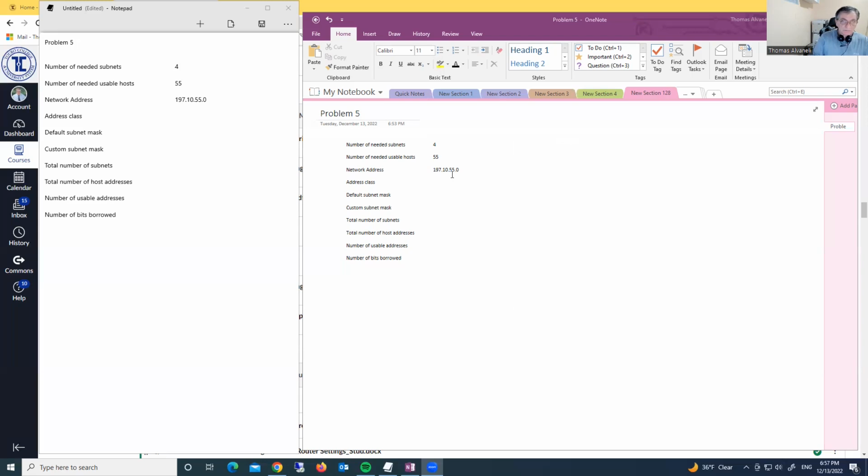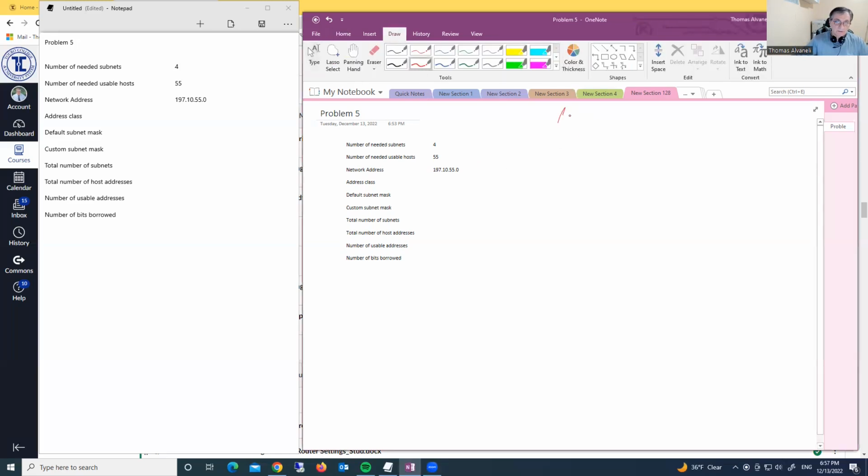IP address class. So the first octet of the IP address indicates the class. It falls between 192 to 223. So this is class C, right? Class C. Then the default subnet mask in class C, we know that that is 255.255.255.0.